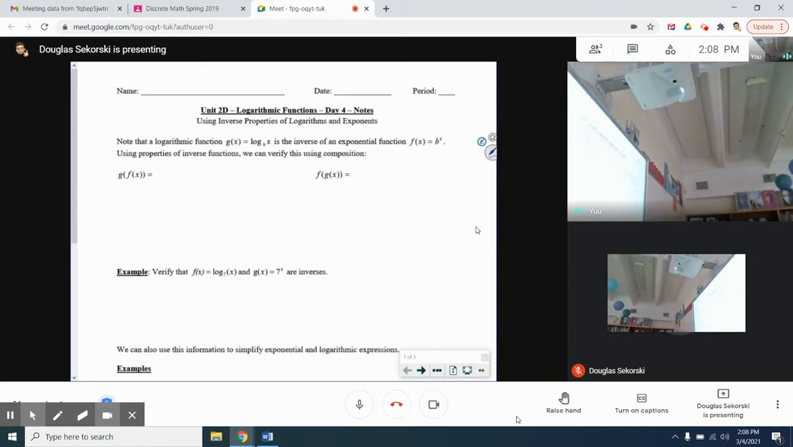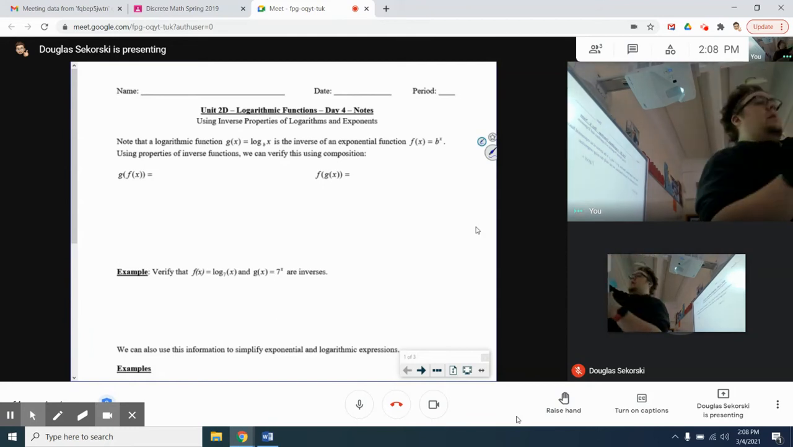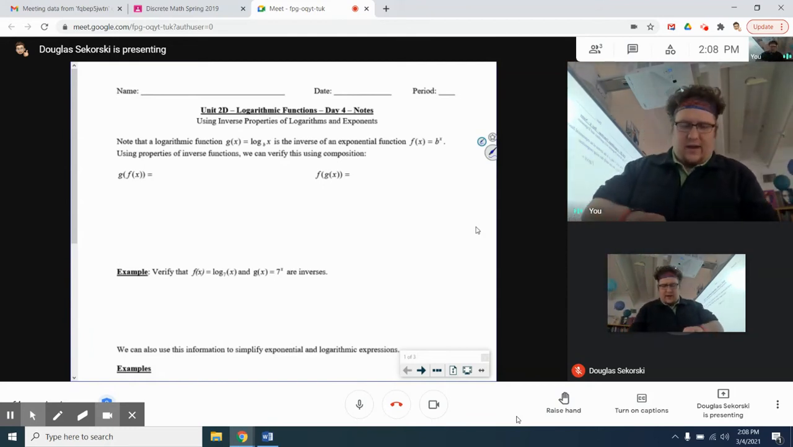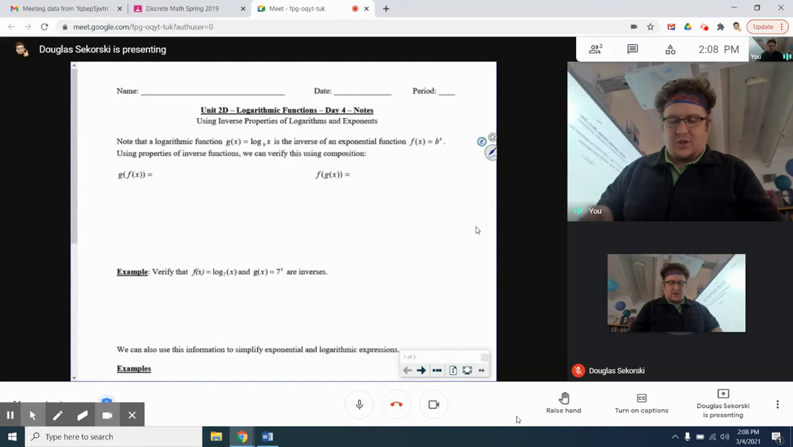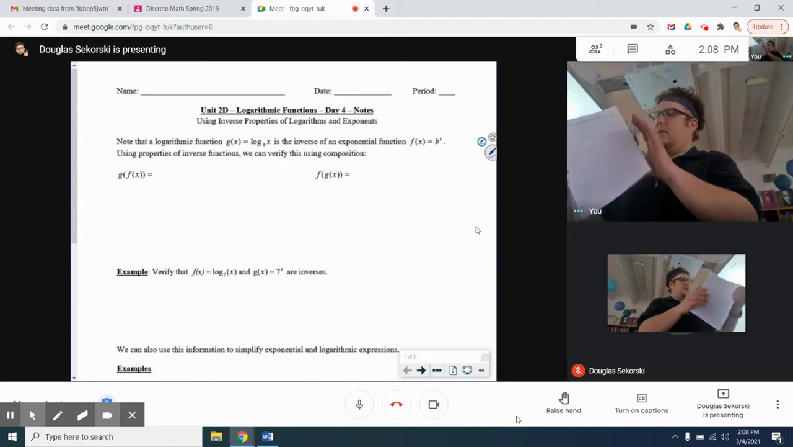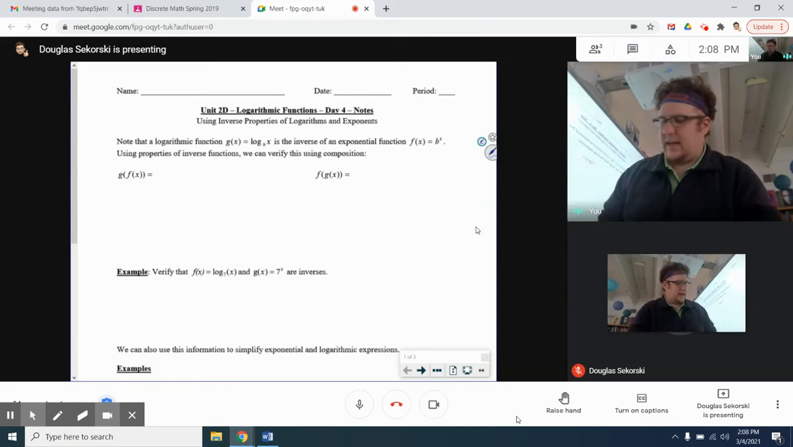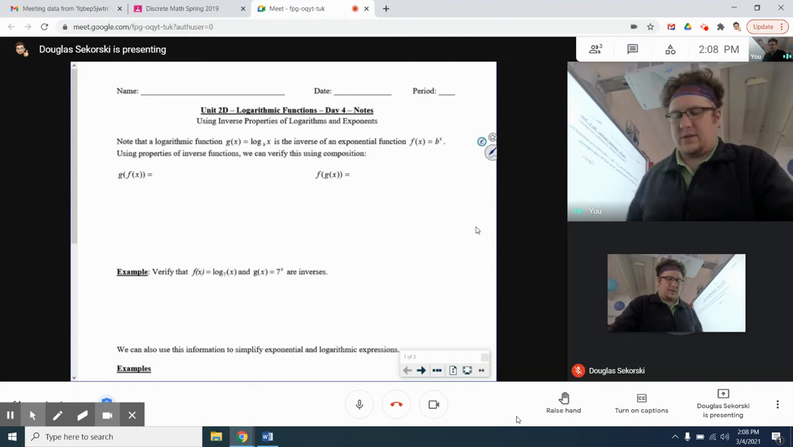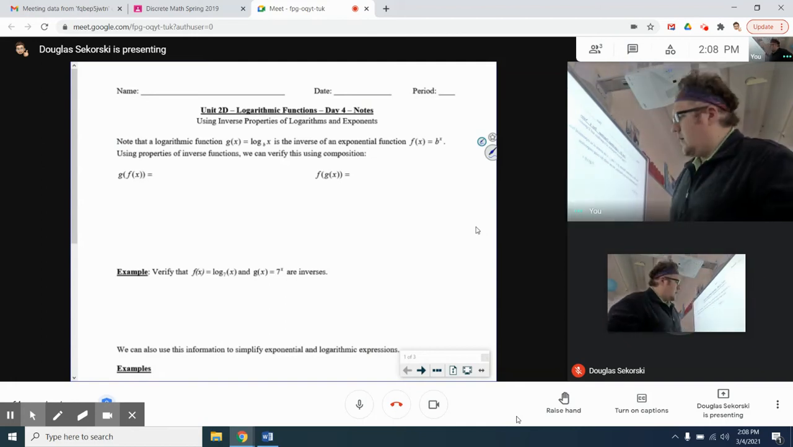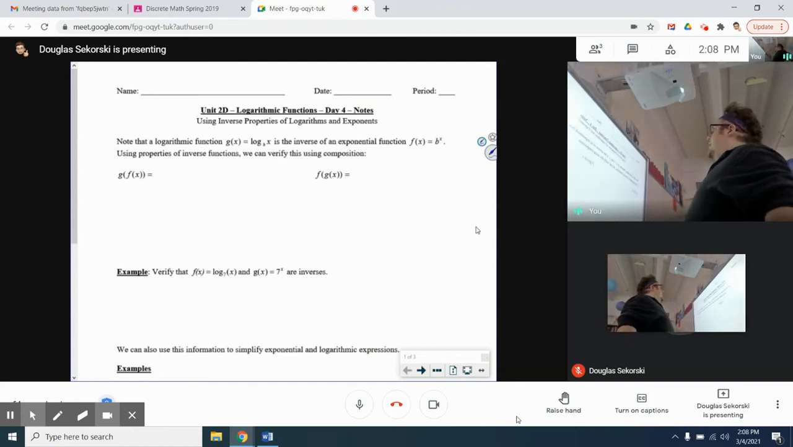I'm actually looking at the packet right now, and this can be found after the applications problems. So after the notes, you are going to be on page 17. This is the very end of the packet, page 17. All right, so let's get started.